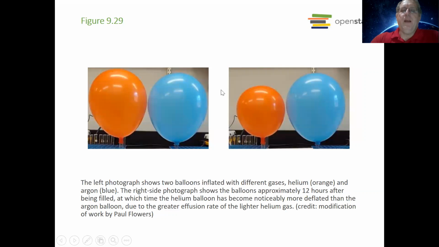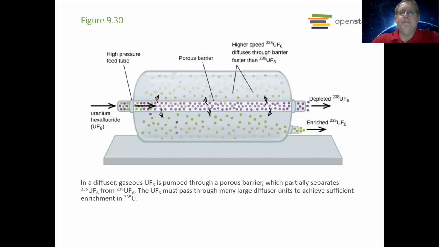Here's an example of effusion. Here we have a helium balloon and an argon balloon. When we look after a bit of time, the helium has escaped through the pores in the balloon quite extensively, decreasing the volume. And if we look at the argon, it's all still there. It didn't live up to its name. Otherwise, it would be argon. So we can use diffusers to do a number of things. Here is an example of separating enriched uranium from depleted uranium.